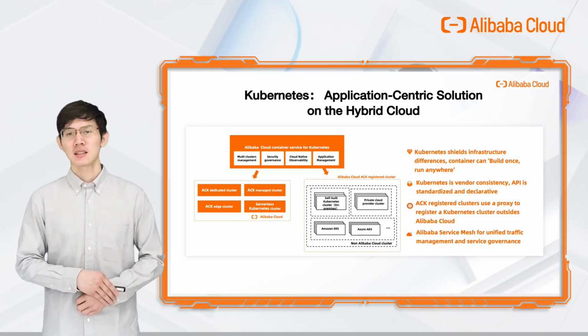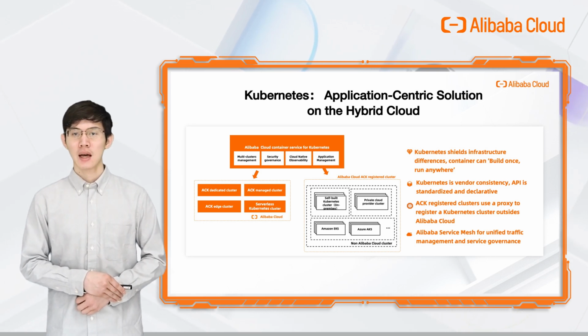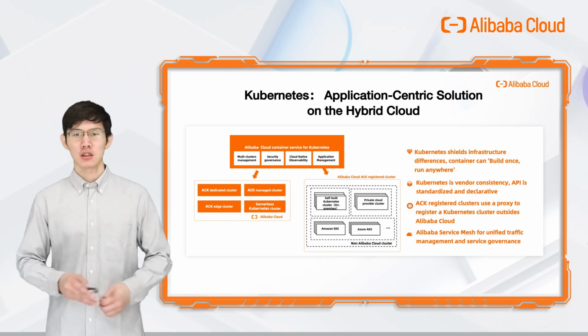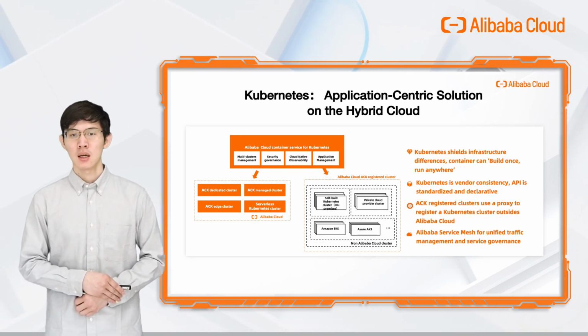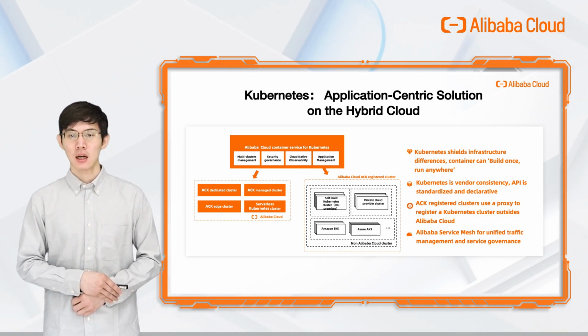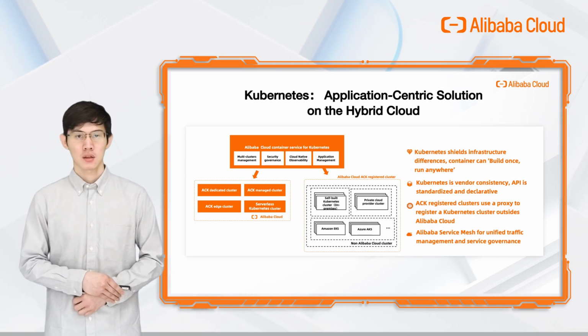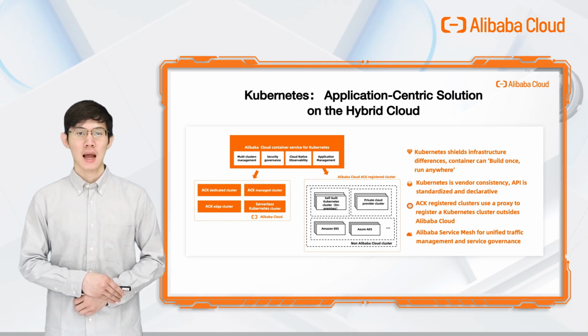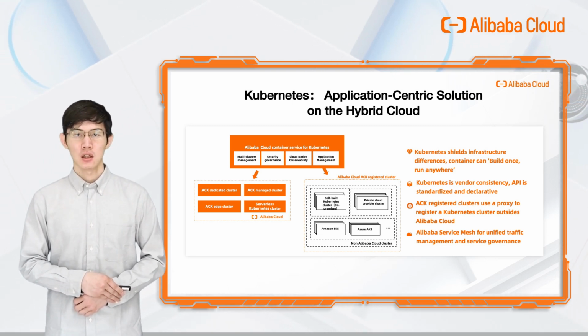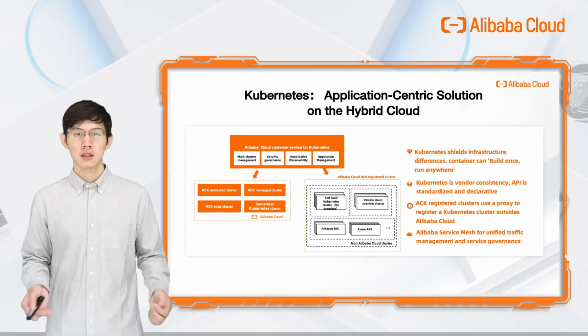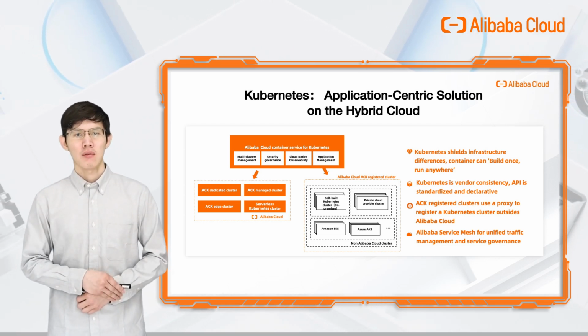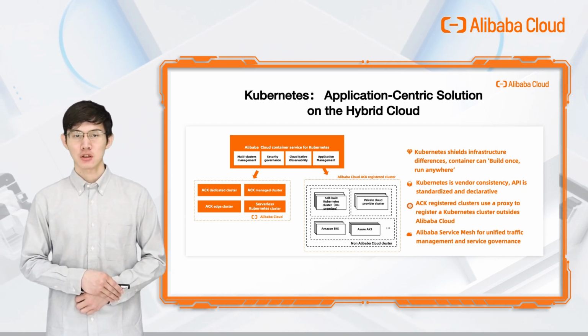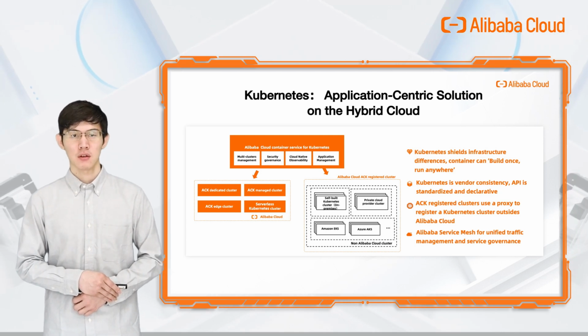Kubernetes is vendor consistent and provides standardized and declarative APIs, which make it very easy to manage hybrid workloads and migrate applications and data across cloud and on-premises. For on-premises Kubernetes clusters, ACK register clusters use a proxy to register all these clusters to Alibaba Cloud, and we offer a managed service mesh for unified traffic management for hybrid workloads.